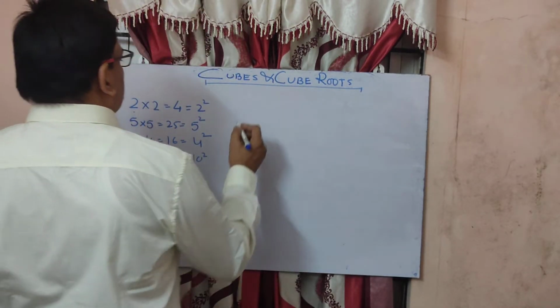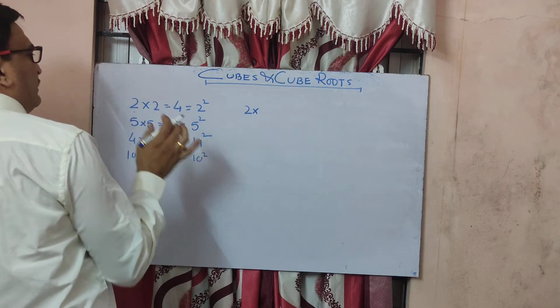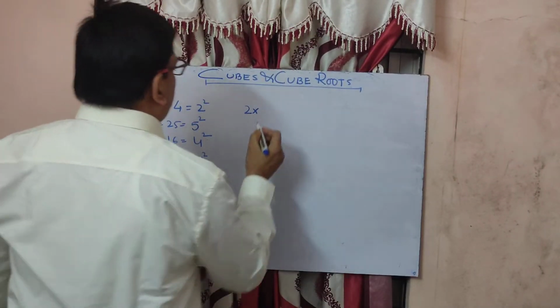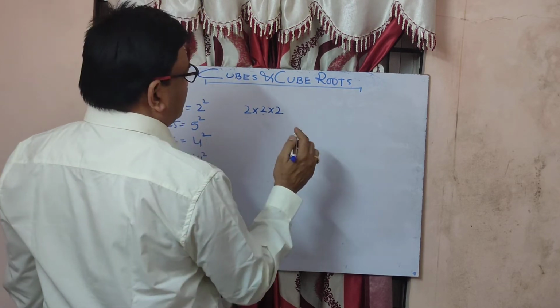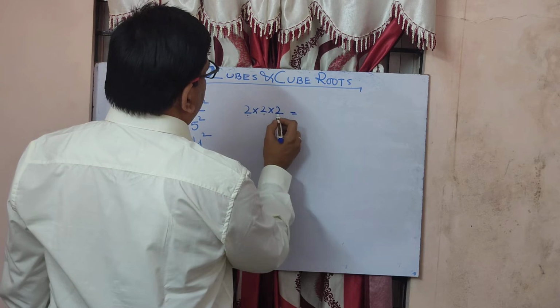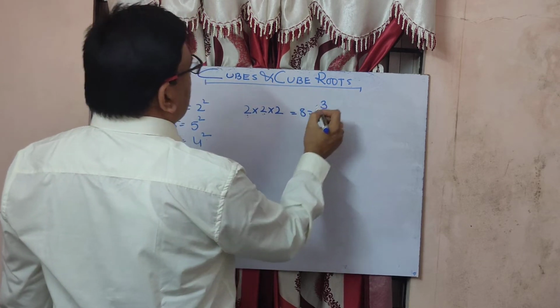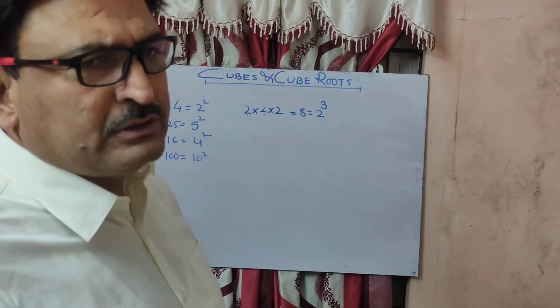Now we are talking about cubes. Square means you have to multiply any number 2 times. If it is a cube, you have to multiply it 3 times. 2 into 2 into 2, 3 times. How much is it? 2 twos are 4, 4 twos are 8. Or you can write 2 three times: 2 cube, 2 to the power 3.